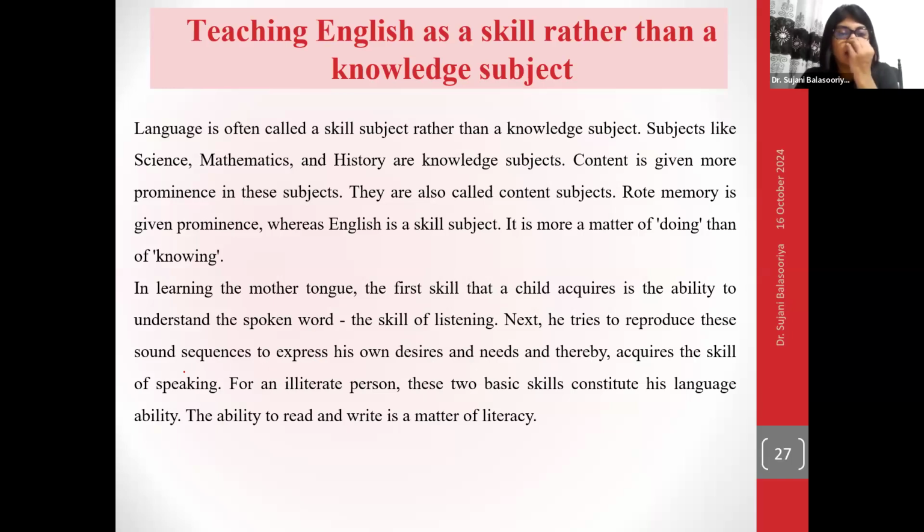Subjects like science, maths, history are knowledge subjects because there's content. Content is given more prominence in these subjects. Knowledge is involved, which means you need to grasp the content. Therefore, they are called either knowledge subjects or content subjects. And rote memory is given prominence.